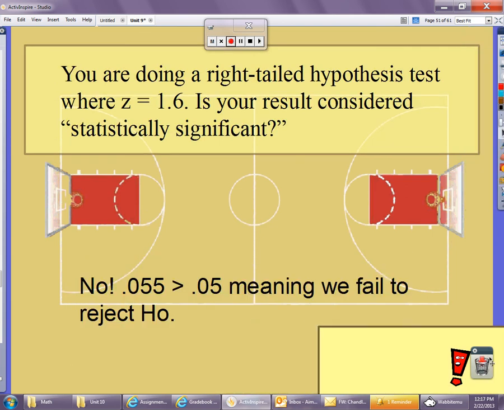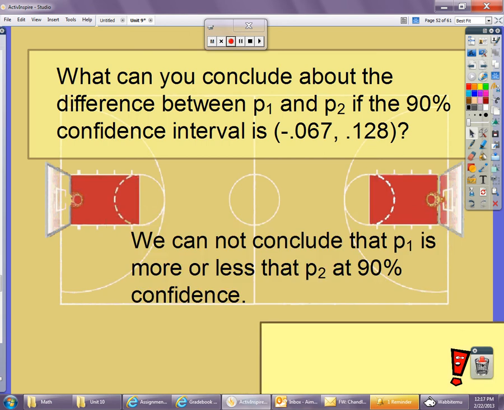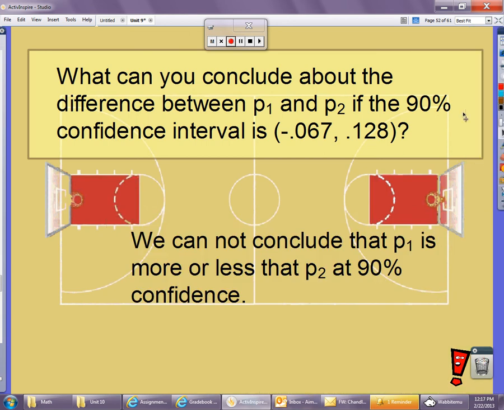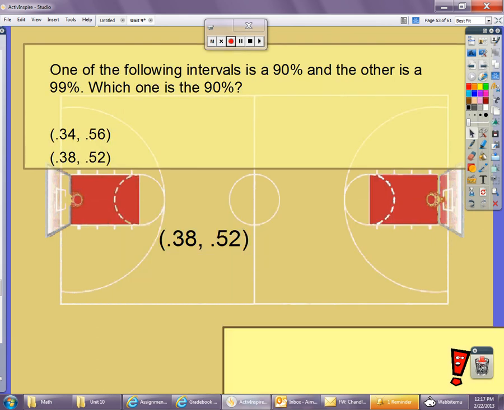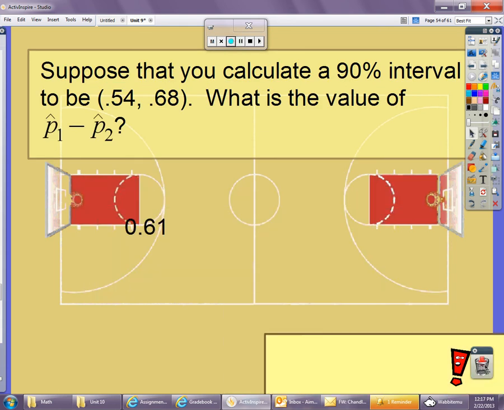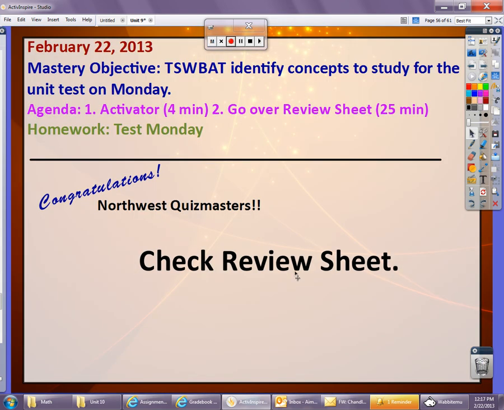And if you're doing a two-tailed, is your result considered statistically significant? No, because a z-score of 1.6 would be a p-value of 0.005, which is greater than 0.05, meaning you fail to reject. And I'm just going to kind of go through these quickly. And you can pause at any point.